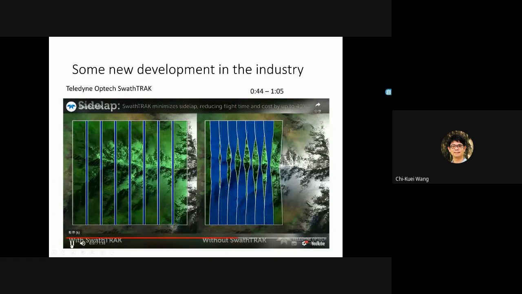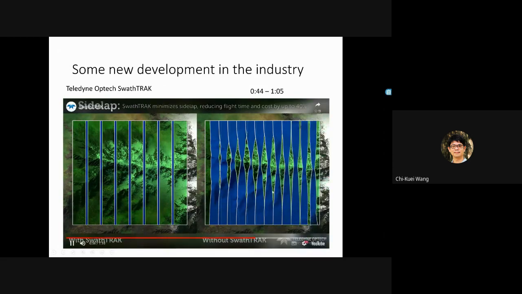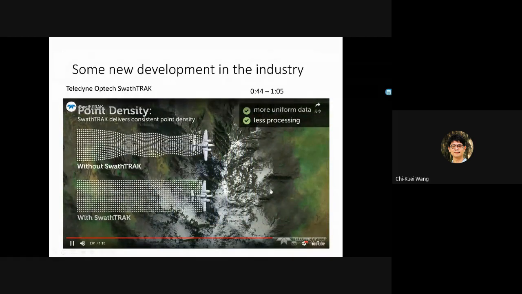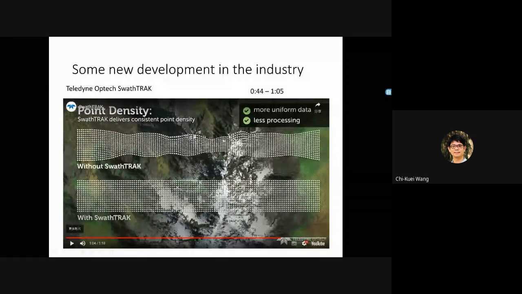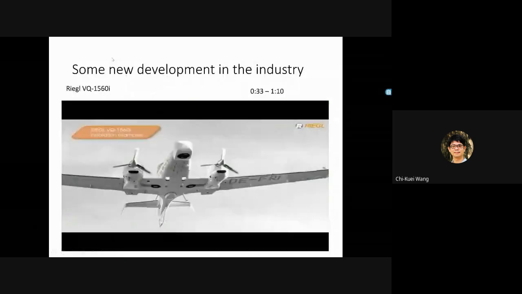And you definitely want to have side overlaps. As I mentioned before, you want to have the stripe adjustment. So this company is saying that with their new technology, they have uniform points on the ground instead of having a narrower coverage at high altitude. That's what they are saying. They're promoting this. All right.